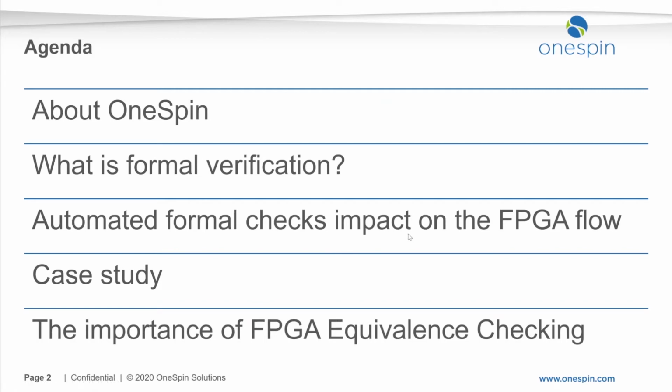I will just quickly lay out the agenda for today. I will cover a little bit about OneSpin as a company, talk about what formal verification is, and then we'll dive right into the technical specifics, which are automated formal checks and how they can help impact your FPGA flow. I will share a case study with you, and in the end I will cover the topic of why it is very important to make sure that equivalence checking is also applied for FPGAs.